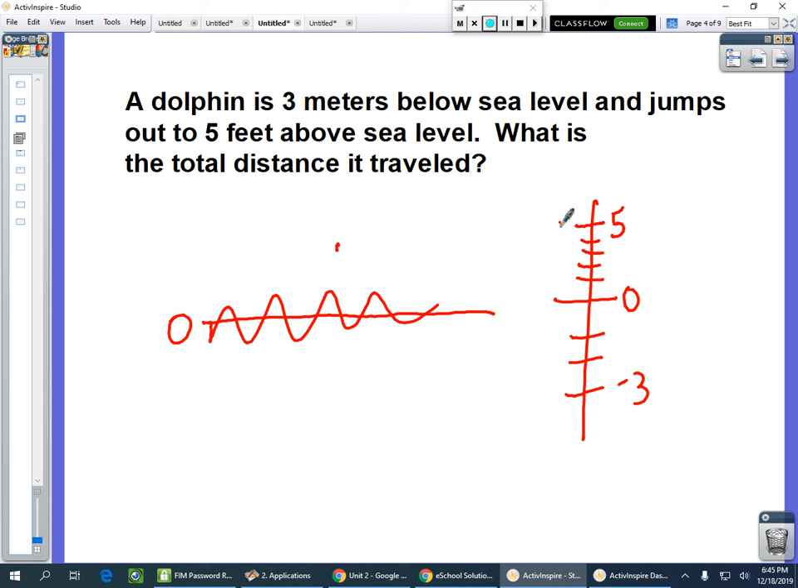But the question is, how much did it travel? So if you were to count 1, 2, 3, 4, 5, 6, 7, 8. The distance is actually 8. And I would say 8 feet.